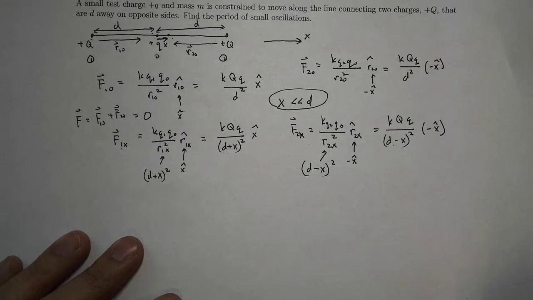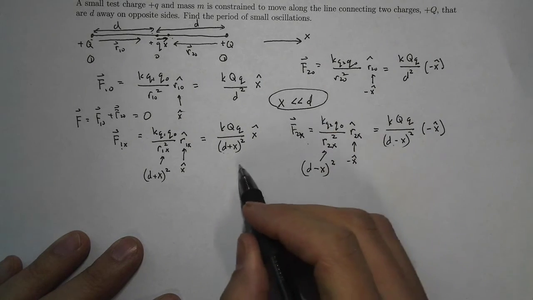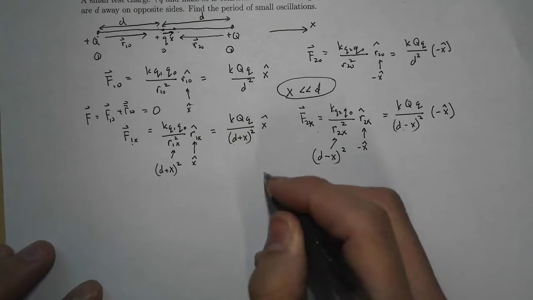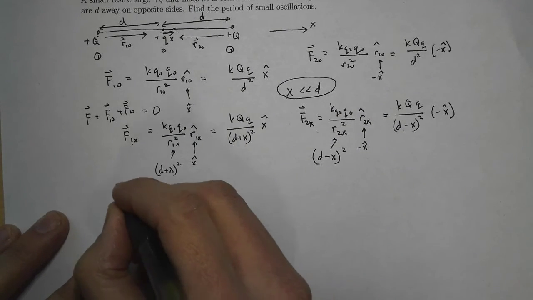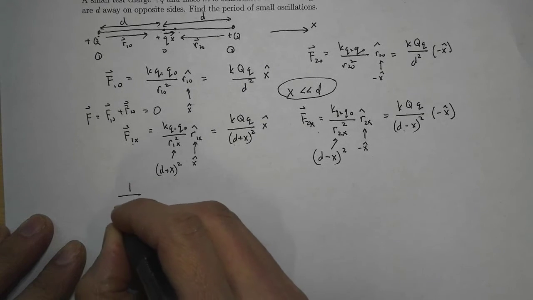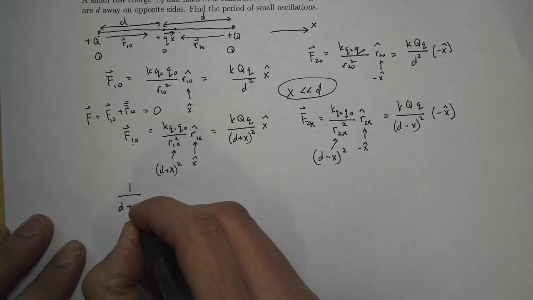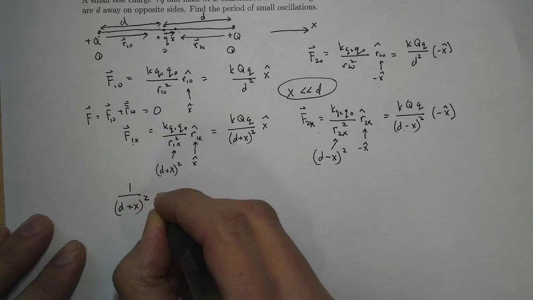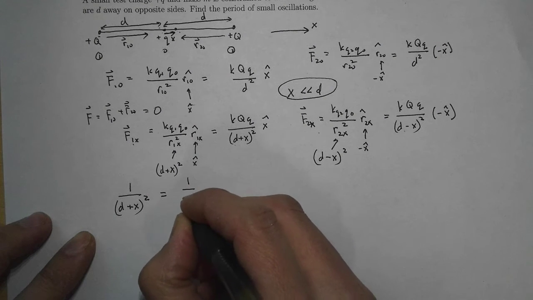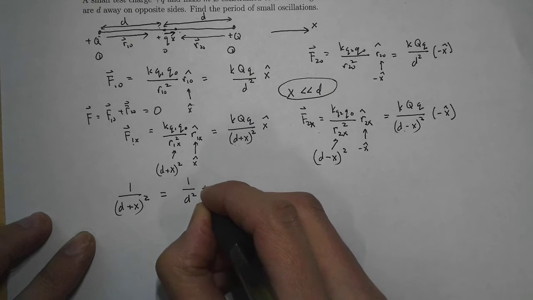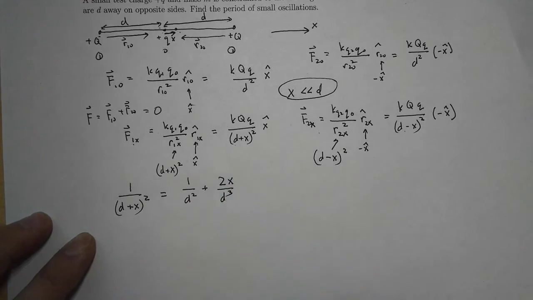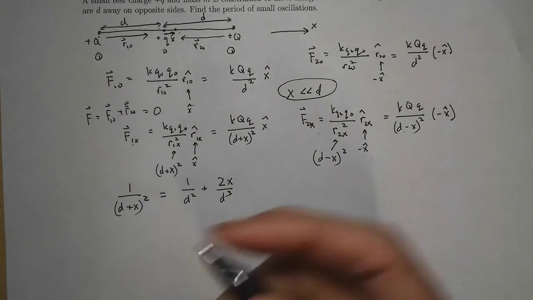All right. And we've used this key fact here. What you can do is Taylor expand this one out. So let's do a Taylor expansion. The key Taylor expansion that we need to know is 1 over (d plus x) squared is going to be equal to 1 over d squared plus 2x over d cubed. Okay, important fact to know.